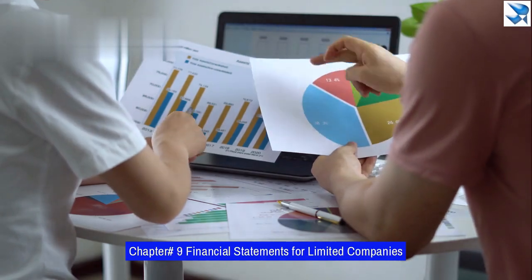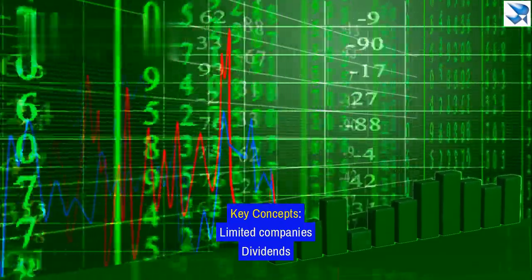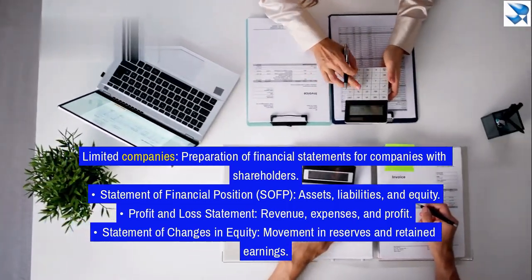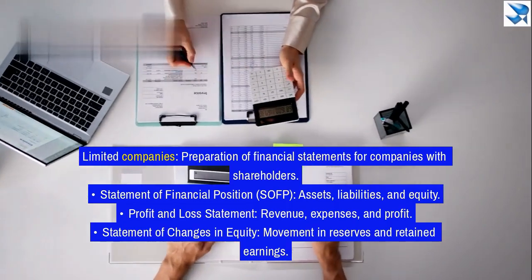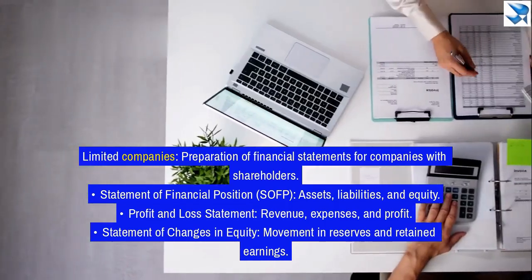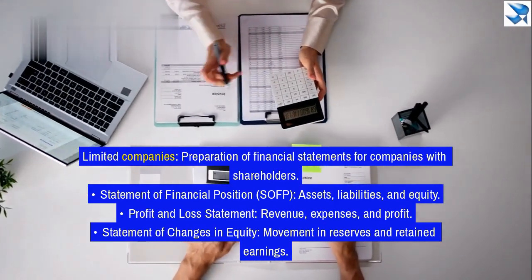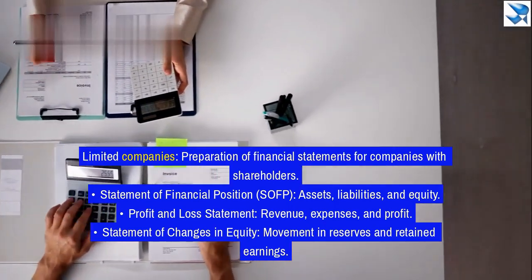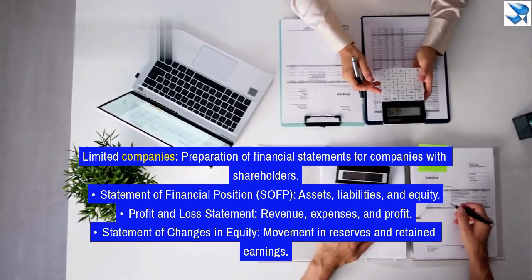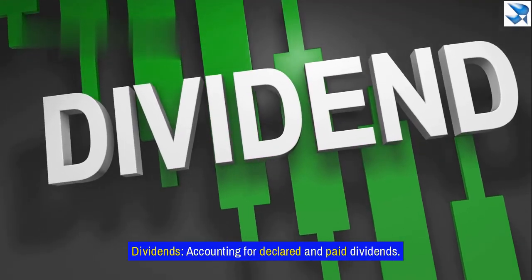Chapter number 9, Financial Statements for Limited Companies. Key concepts: limited companies, dividends. Limited companies: preparation of financial statements for companies with shareholders. Statement of financial position (SOFP): assets, liabilities, and equity. Profit and loss statement: revenue, expenses, and profit. Statement of changes in equity: movement in reserves and retained earnings. Dividends: accounting for declared and paid dividends.